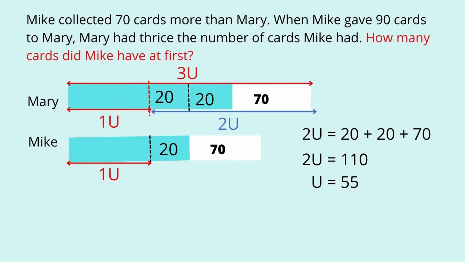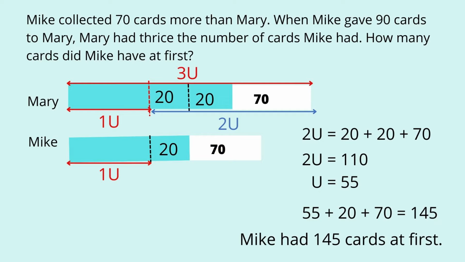How many cards did Mike have at first? Now let's focus on Mike's model. This is what Mike had at first. Then we just need to add them up all together. Then we will get the answer. The answer is Mike had 145 cards at first.